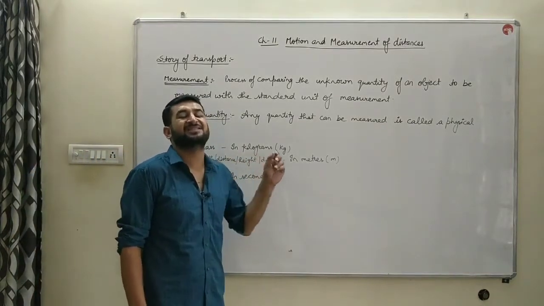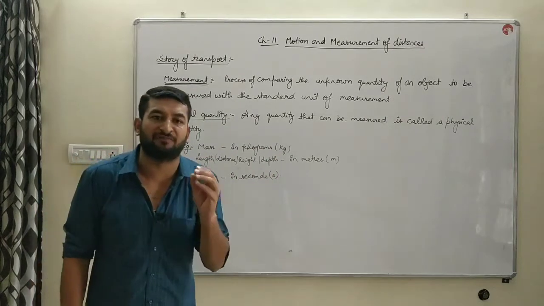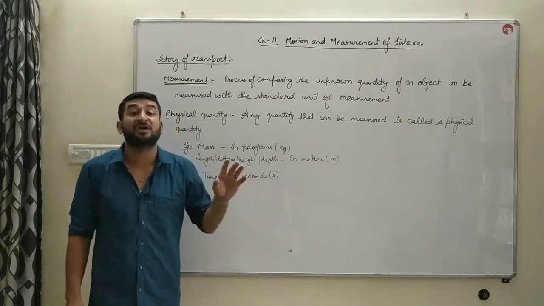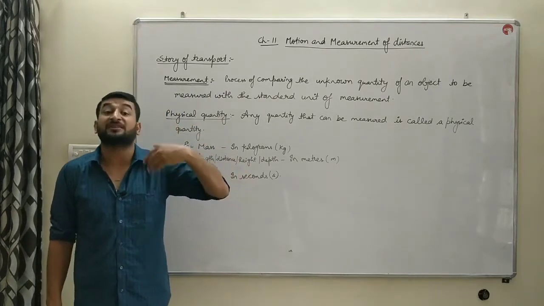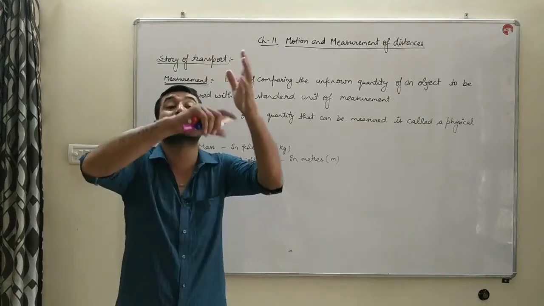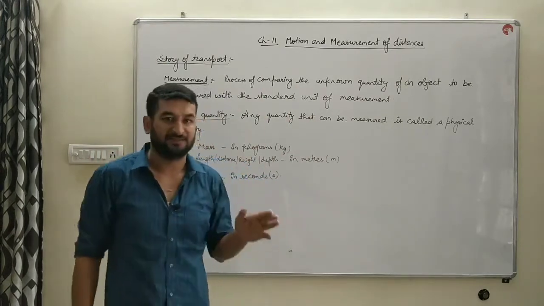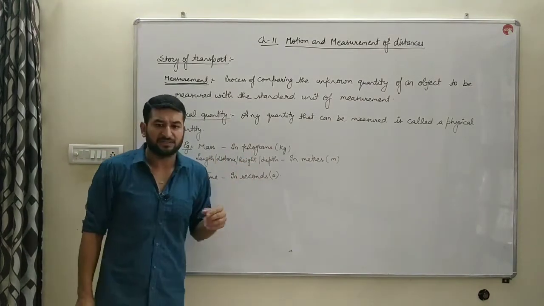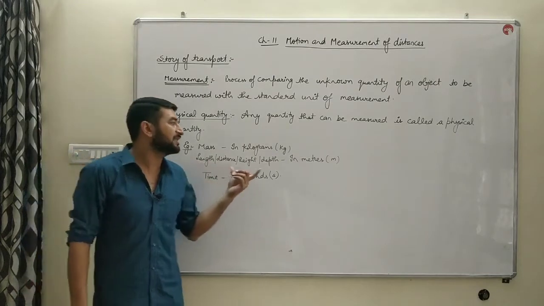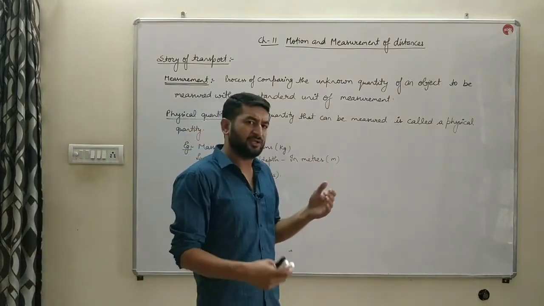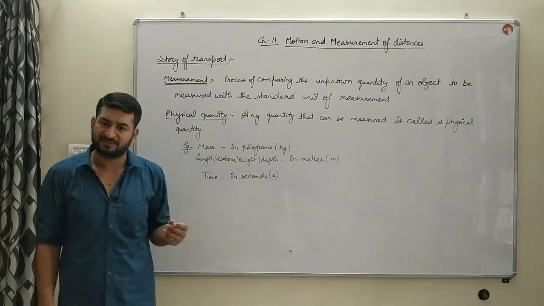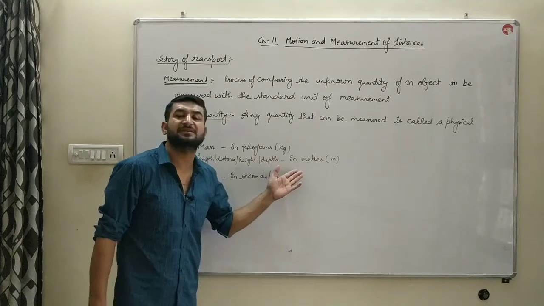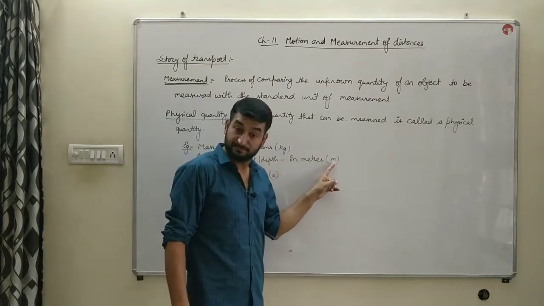The SI unit, the standard international unit of mass, is kilograms. There are other units as well: grams, milligrams, quintals, tons, metric tons. These are other units of mass. But the standard international unit of mass is kilogram. The length, depth, height, all these are measured in meters. But there are other units of distance as well: centimeters, millimeters. But the standard international SI unit of distance is meters, represented by small m.